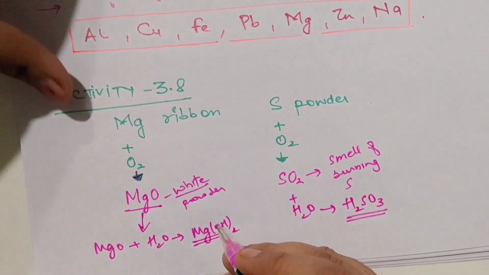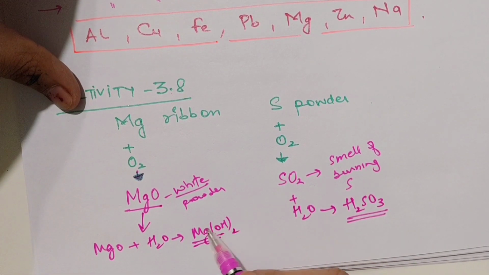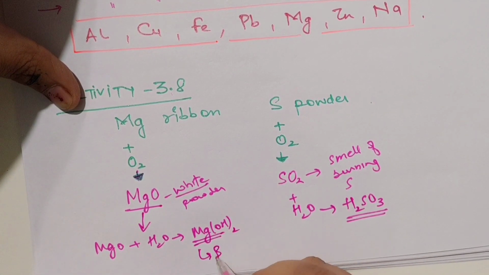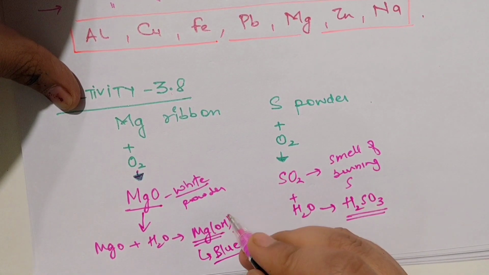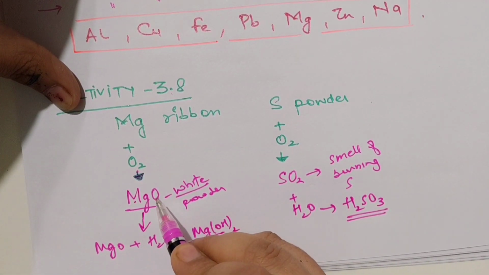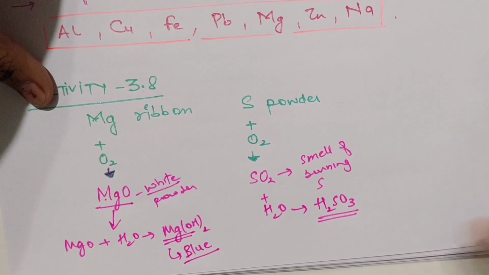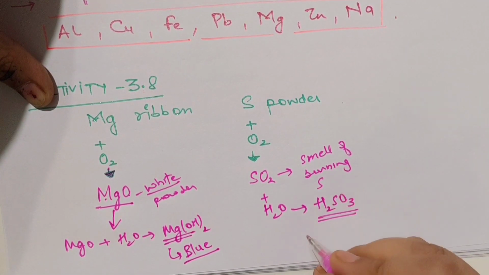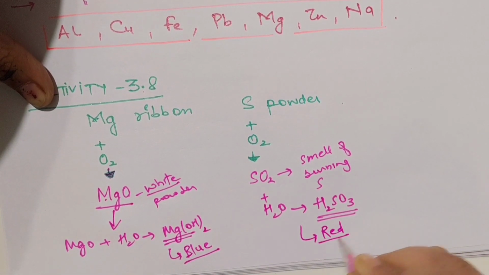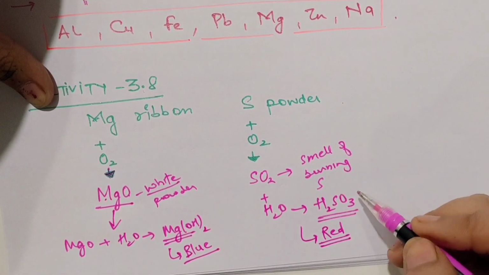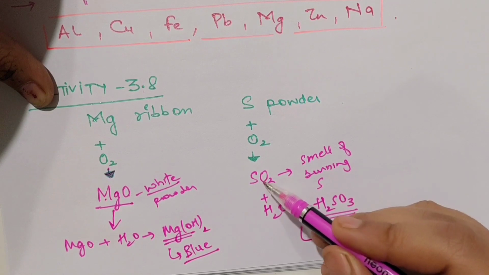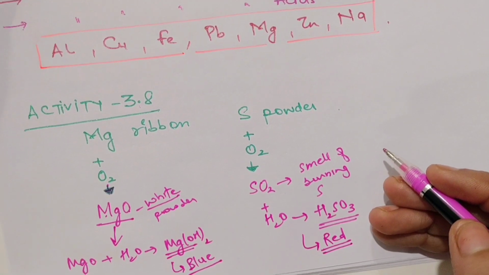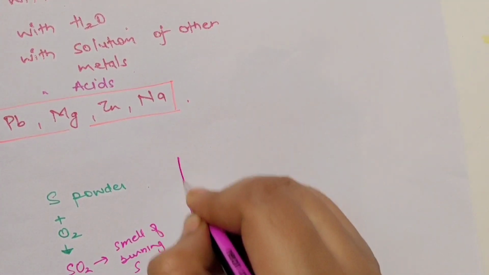Litmus paper, upon putting it in the solution of magnesium hydroxide, would turn blue, because this is a base, because metal oxides are basic. Whereas litmus paper, when put in this solution, would turn red, because this is an aqueous solution of a non-metal oxide. Non-metal oxides are acidic. Okay, so let me just write here.